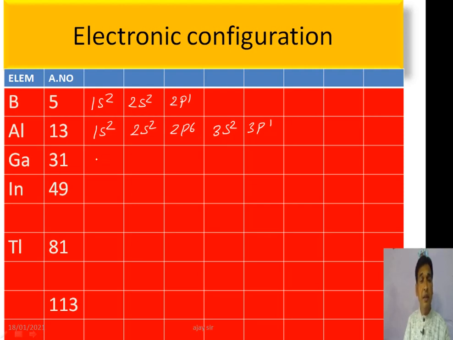Gallium, atomic number 31, is 1s2, 2s2, 2p6, 3s2, 3p6, 4s2, and after 4s, 3d10, 4p1. It means the 3d subshell contains 10 electrons. It does not protect the 4s electron from the attraction of the nucleus.